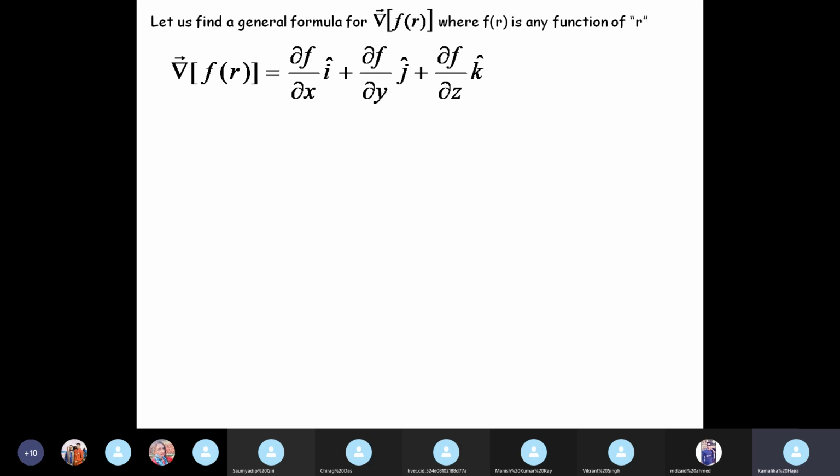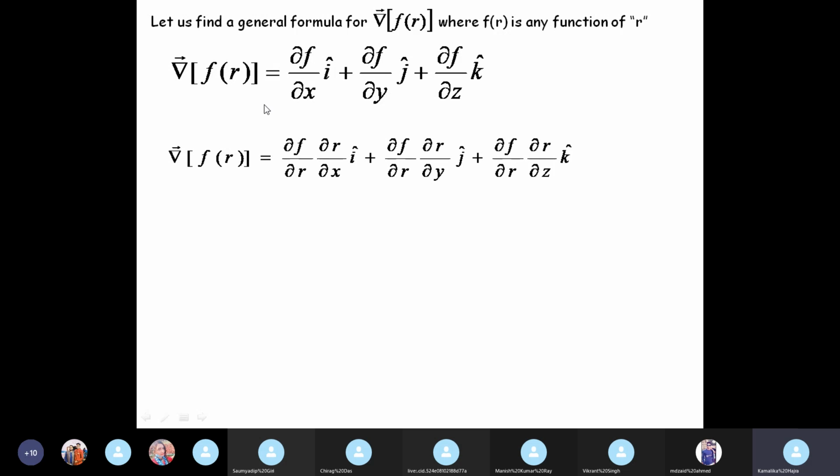f(r) can be anything. It can be r square, it can be log r, it can be 1 by r cube, anything. So we'll find the general formula, so that whatever form of f is given, you can find out the value of gradient of f. According to the definition, it is del f del x i cap plus del f del y j cap plus del f del z k cap.